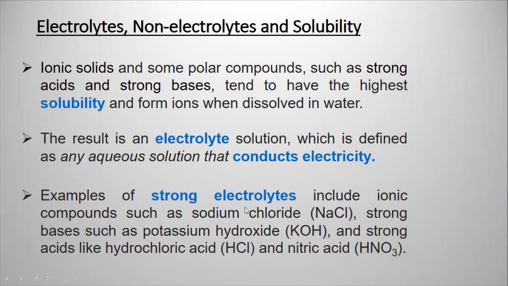All right, examples of strong electrolytes: sodium chloride, which is ionic, potassium hydroxide, which is a strong base, hydrochloric acid, which is a strong acid, nitric acid, which is a strong acid. So strong acids, strong bases, and ionic solids are classified as strong electrolytes.